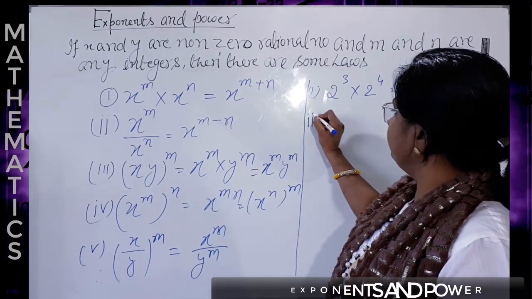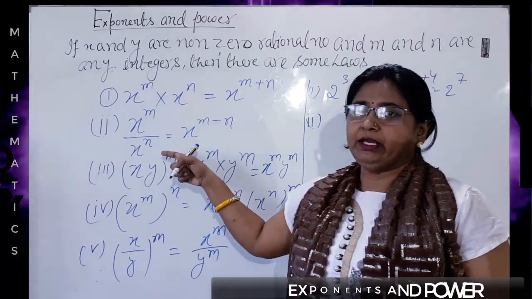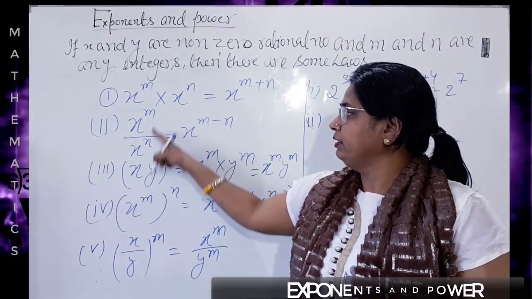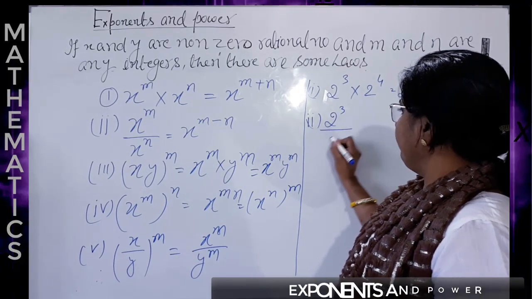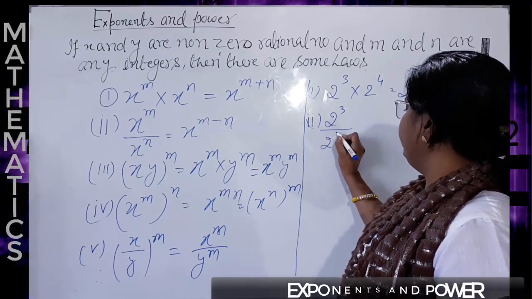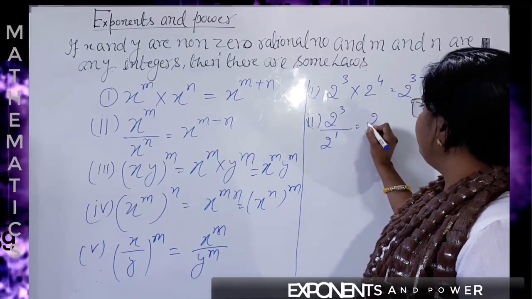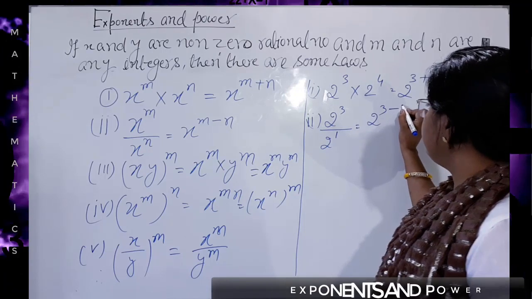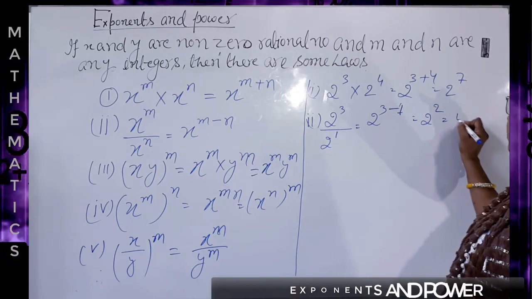Now second law. X to the power m by x to the power n. Again bases are same, only powers are different. So suppose 2 to the power 3 divided by 2 to the power 1 is equal 2 to the power 3 and 1 is going up with minus symbol. It is 2 to the power 2 is equal 4.